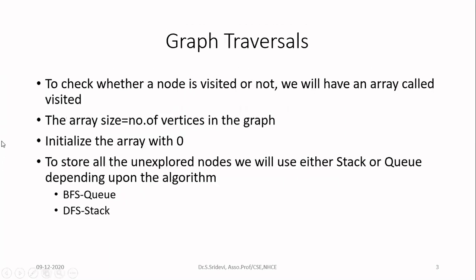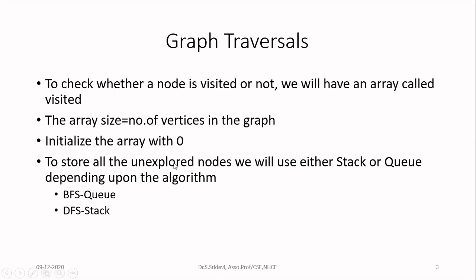To implement that, we have some data structures. Let us see how to continue. First, you have to check whether a node is visited or not. To keep track of that, we are going to maintain an array called visited. When we start our program, we will keep that array as all 0. The size of the array will be equal to the number of vertices in the graph. When you start your program, you will not have visited any of the vertices, so all are unvisited. Therefore, initialize all the entries of that array to 0. Then you start the exploration process.